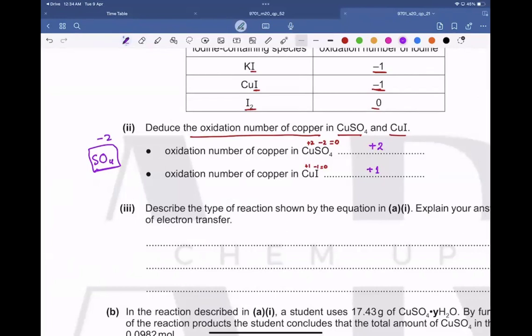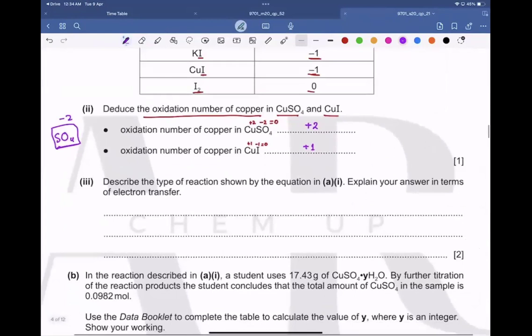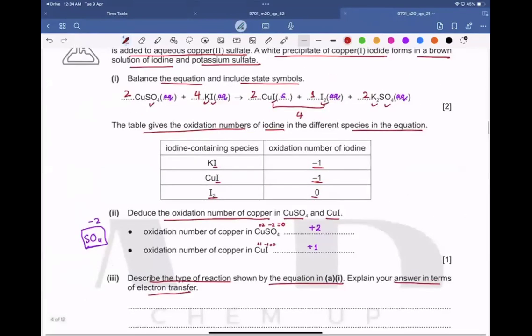Okay, now, next part. Describe the type of reaction shown by the equation in A1. Explain your answer in terms of electron transfer. So if you see that copper is +2 and copper gets +1 over here, right? From +2, so it means a gain of electrons occurs, which means reduction.